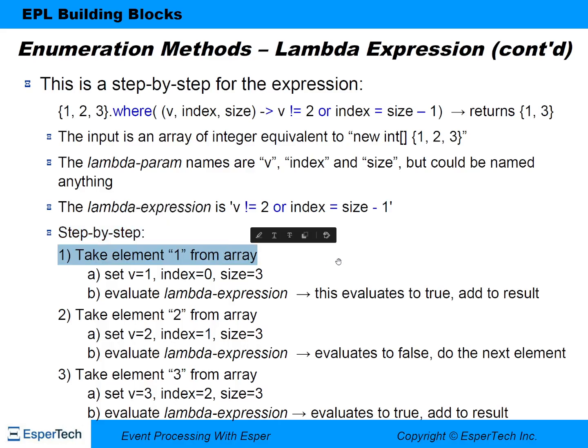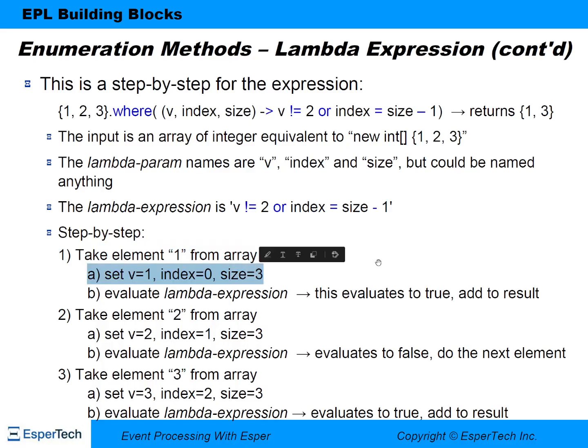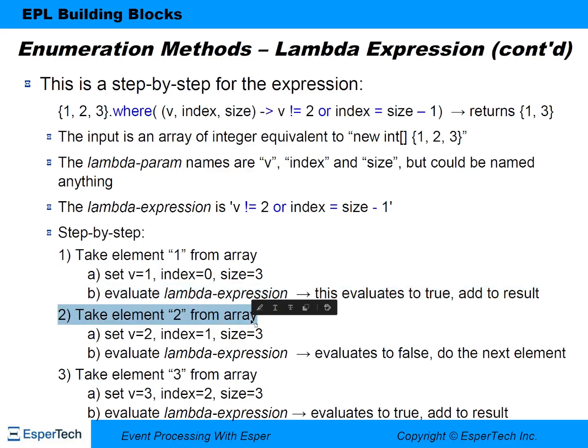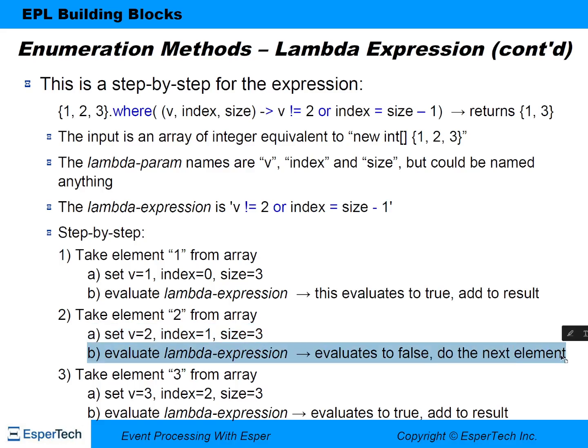First, take element with value 1 from array. Set v equals 1 and index equals 0 and size equals 3. Evaluate lambda expression. This evaluates to true, therefore adding the value 1 to the result. Second, take element with value 2 from array. Set v equals 2 and index equals 1 and size equals 3. Evaluate lambda expression. This evaluates to false, do the next element.